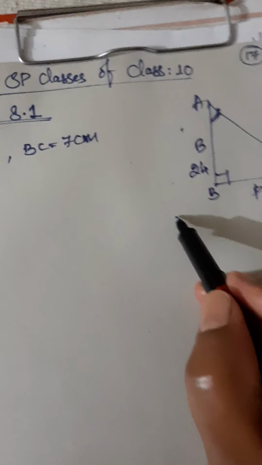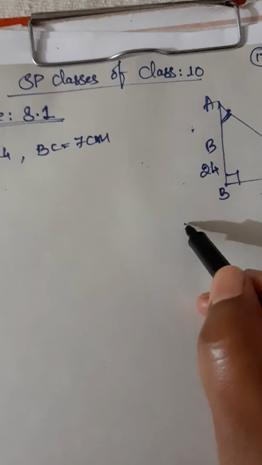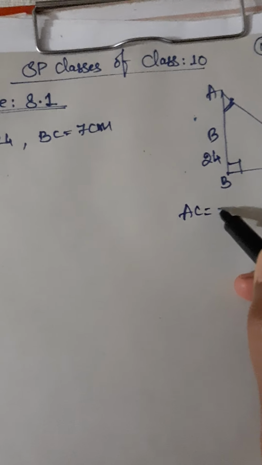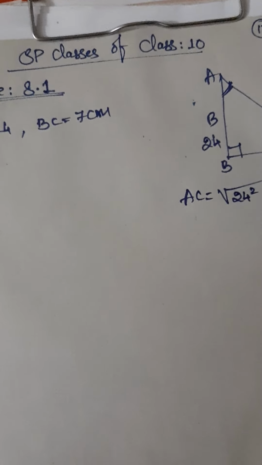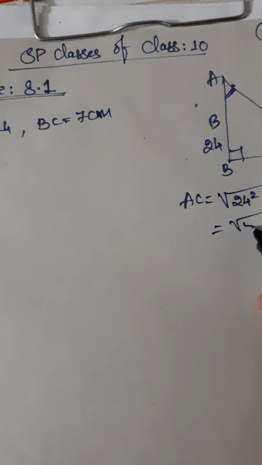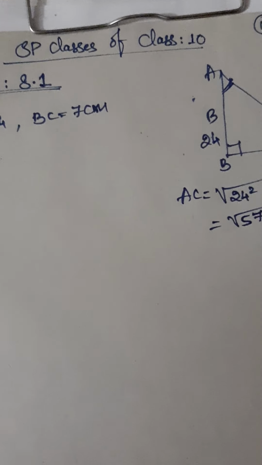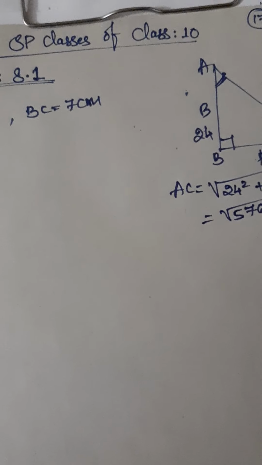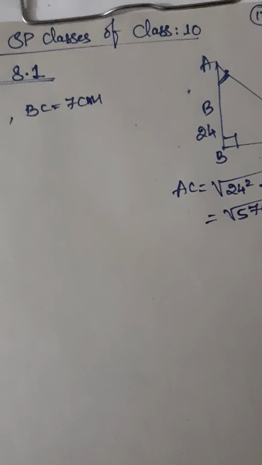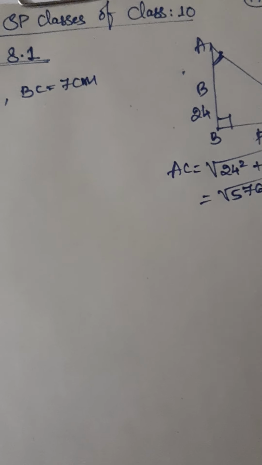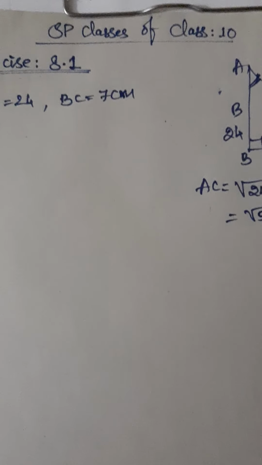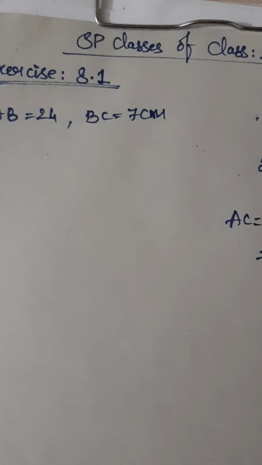So to find the hypotenuse, what we have to do? According to Pythagoras theorem, AC is equal to square root of 24 square plus 7 square. That is, 24 square is 576 plus 7 square is 49. By adding these two, we are getting 625. So square root of 625, that is AC is equal to 25. Okay, we got this hypotenuse as 25.